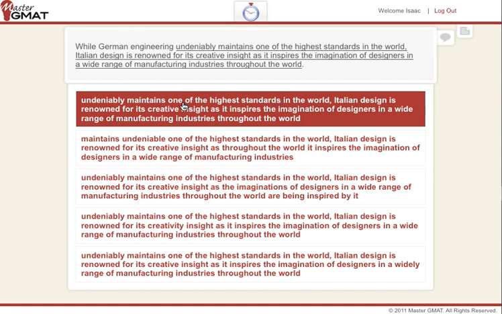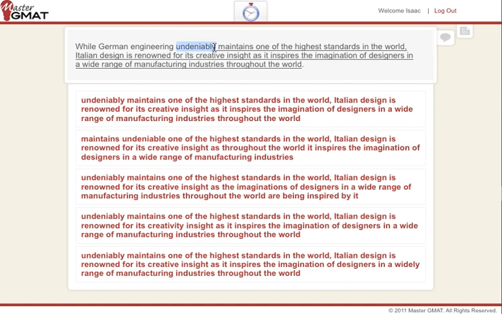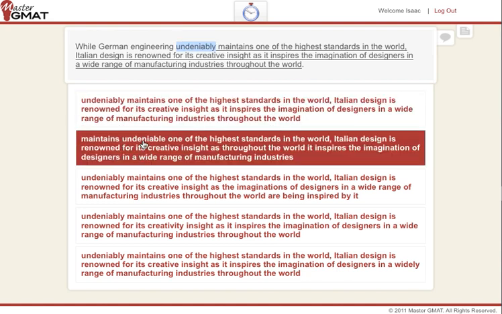So let's go to B. In B, what do we have? Well, we're looking for grammatical mistakes first, right? So always pay attention to those little differences between these answer choices and the original. Now, if you take a look at this, what happens? Right away, we notice that the real difference is undeniable versus over here, undeniably. Obviously, what they're testing over here is an adverb versus an adjective.